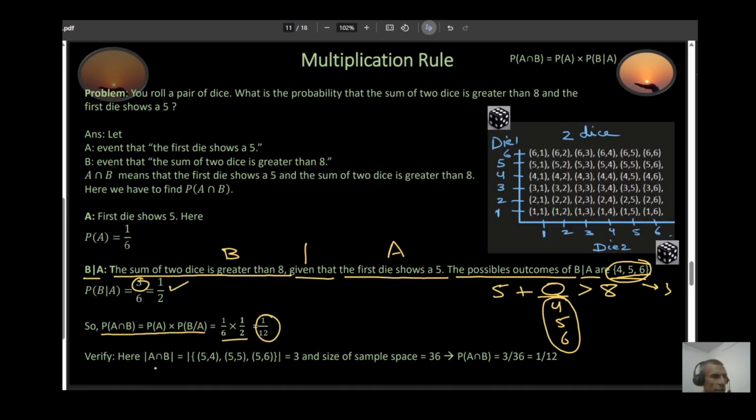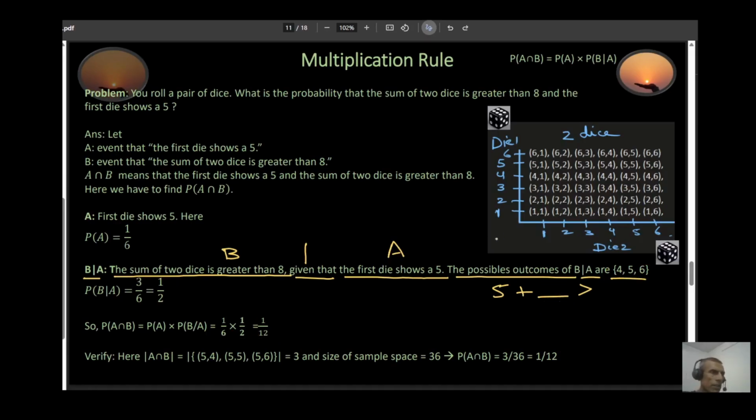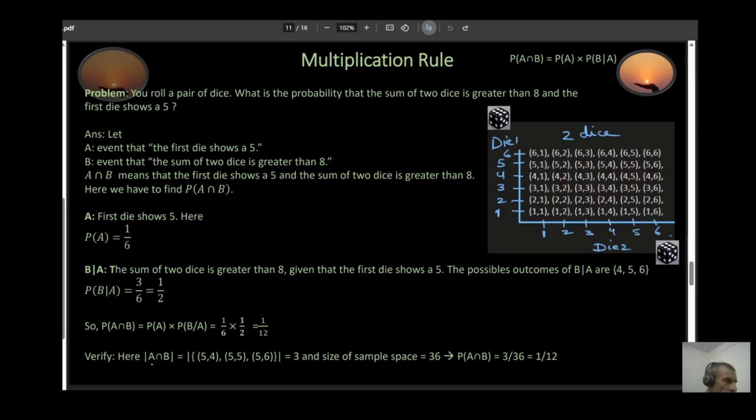Now let's verify this. We can also verify this directly by looking at this right here. So let me remove everything. My A intersection B: what is it? My A is 5, I mean the first die shows 5, and the sum of two dice is greater than 8. In that case, the only possible outcomes are 5,4, 5,5, and 5,6. Only these three. So the size of my A intersection B is 3, and the size of my whole sample space is 36. So 3 divided by 36, the answer is 1 over 12, which is the same as this.